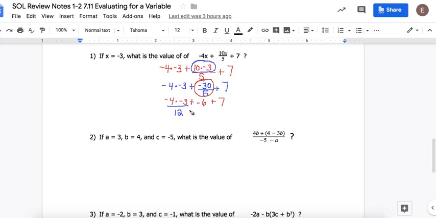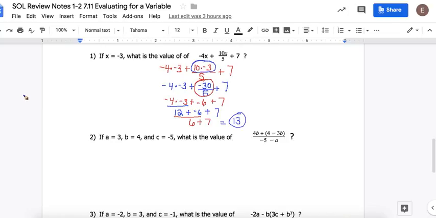And then I'm going to go ahead and bring down the plus -6 and the +7. And now I've taken care of all the multiplication and division. So now I'm going to add or subtract from left to right. And I'm going to do 12 plus -6, of course, is +6. Bring down the +7. And 6 plus 7 finally is 13. And I'm going to go ahead and circle my final answer.